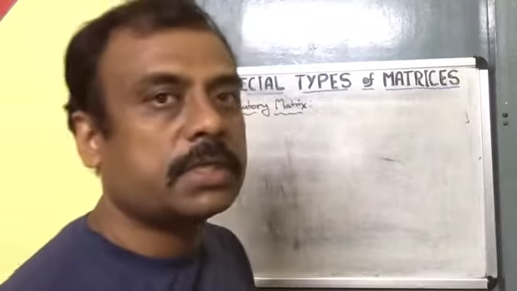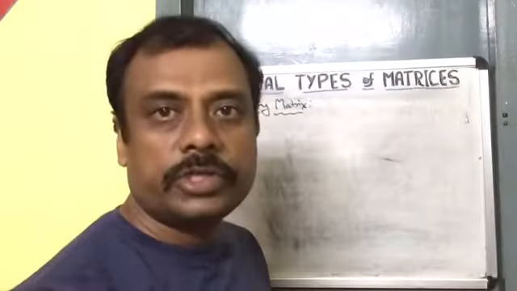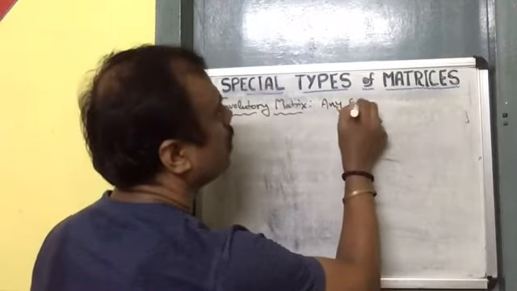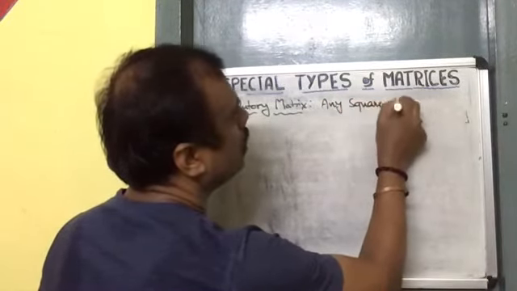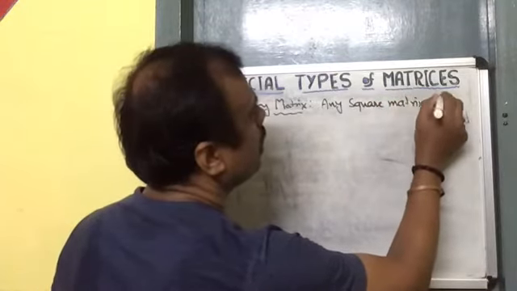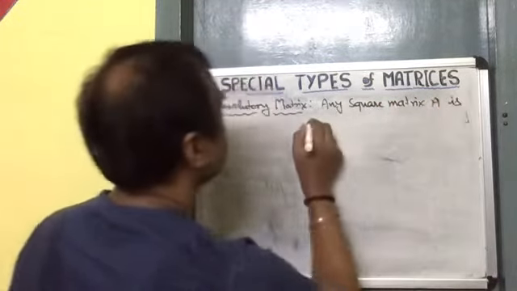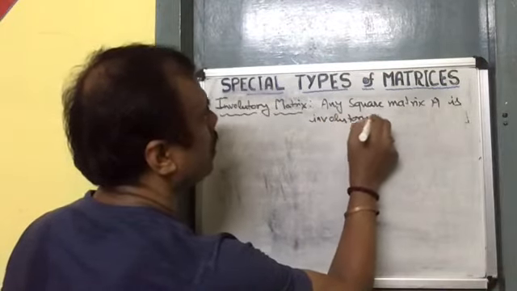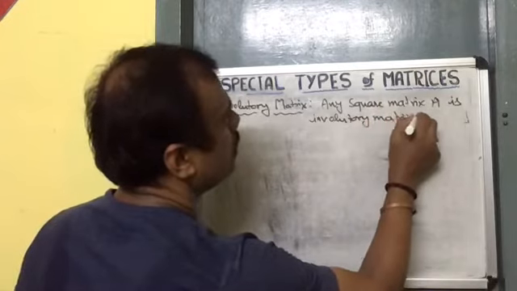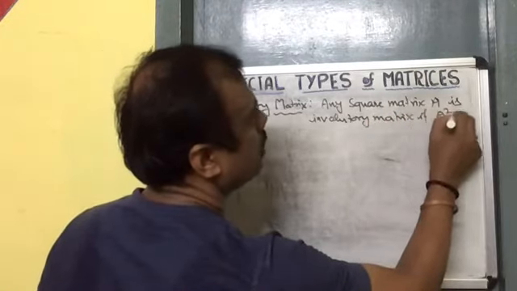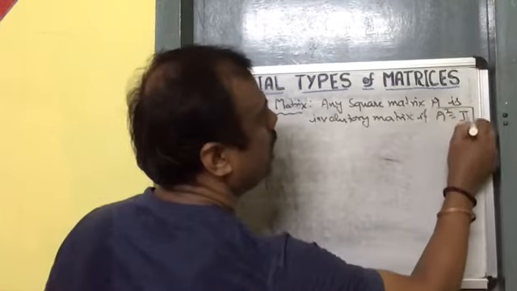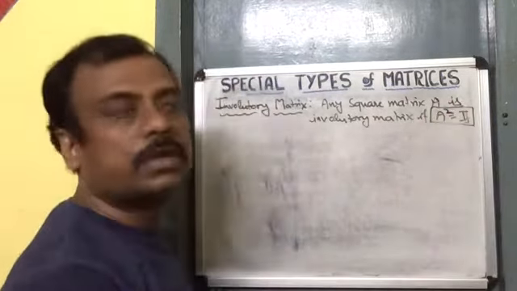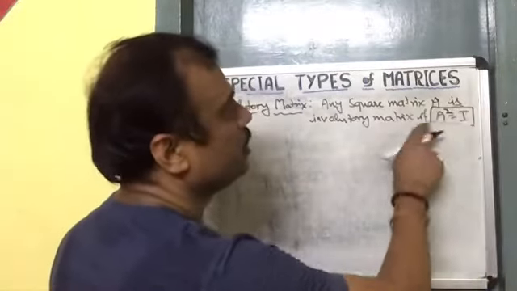Now let us discuss another type of matrix, that is involutory matrix. Any square matrix A is an involutory matrix if A square equals to I. Here I is the identity matrix of the order of A.